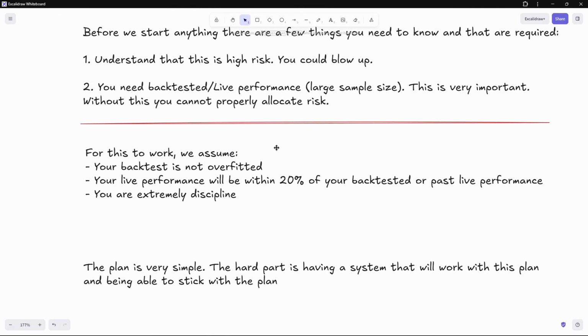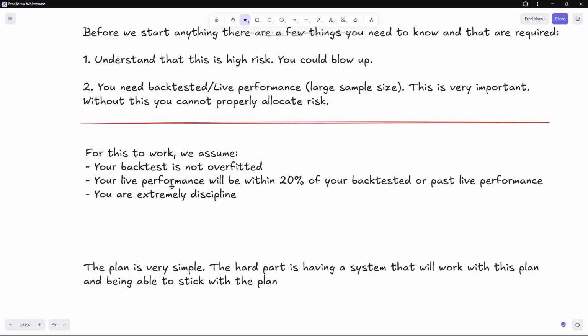Now, for this to work, we're going to assume that, one, if you have back-tested data, it means that your back-tested data isn't overfitted. And what I mean by overfitted, if you're a discretionary trader, you're probably not familiar with this, but when you backtest a strategy, it just tells you how a strategy may have performed in the past. It does not dictate what may happen in the future. So when you overfit a strategy, you just fit it to the past, and when you trade the strategy in the live markets, you don't make any money.